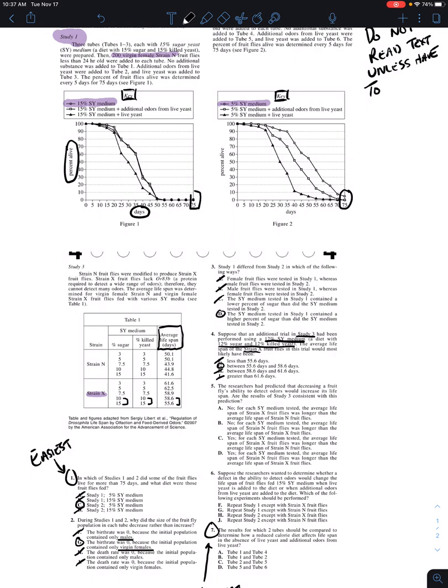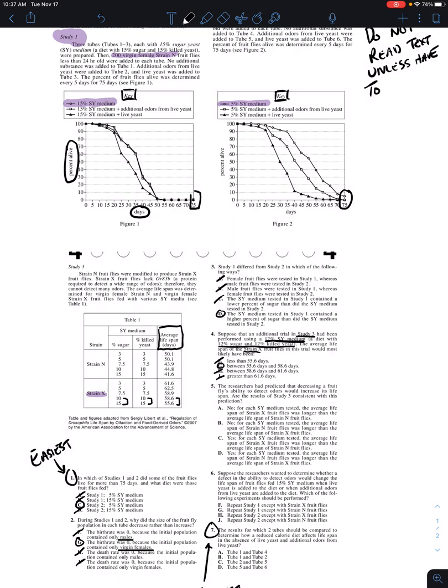Number 5, the researchers predicted that decreasing a fruit fly's ability to detect odor would increase its lifespan. Are the results of study 3 consistent with this prediction? Unfortunately, this is one we're going to have to read. I don't know which one of these it is.